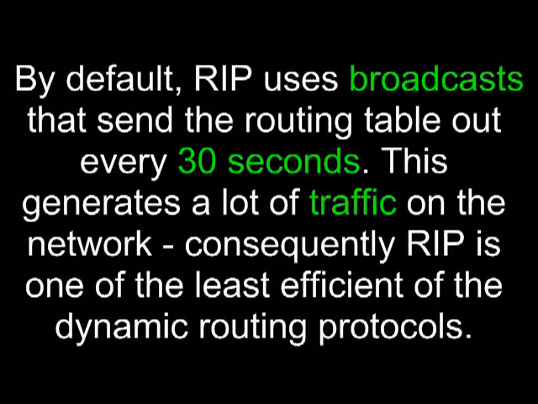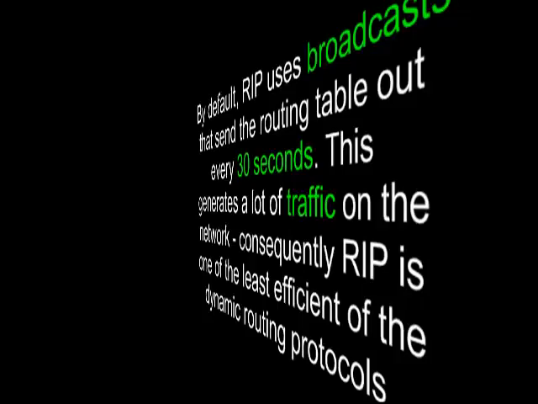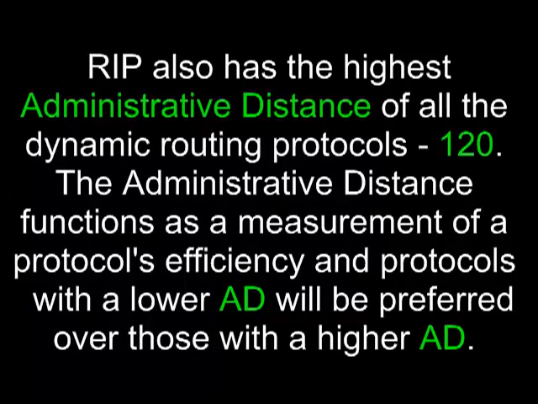By default, RIP uses broadcasts that send the routing table out every 30 seconds. This generates a lot of traffic on the network. Consequently, RIP is one of the least efficient of the dynamic routing protocols. RIP also has one of the highest administrative distances, or ADs, of all dynamic routing protocols, 120.